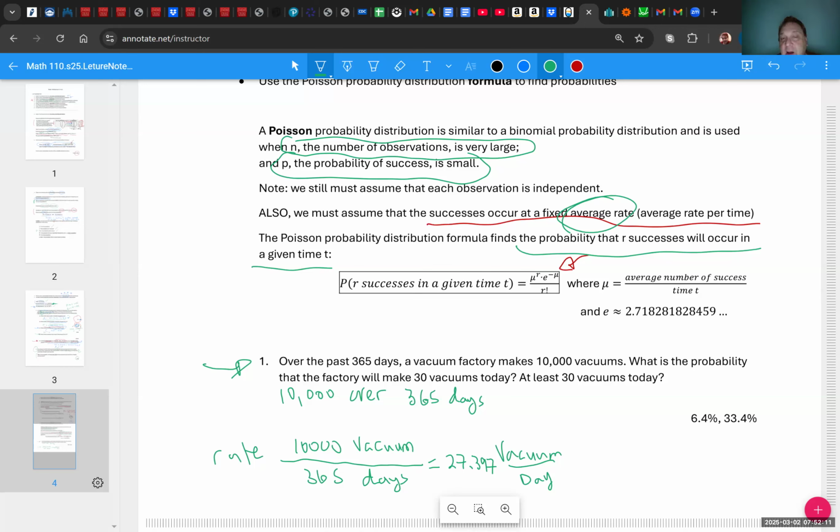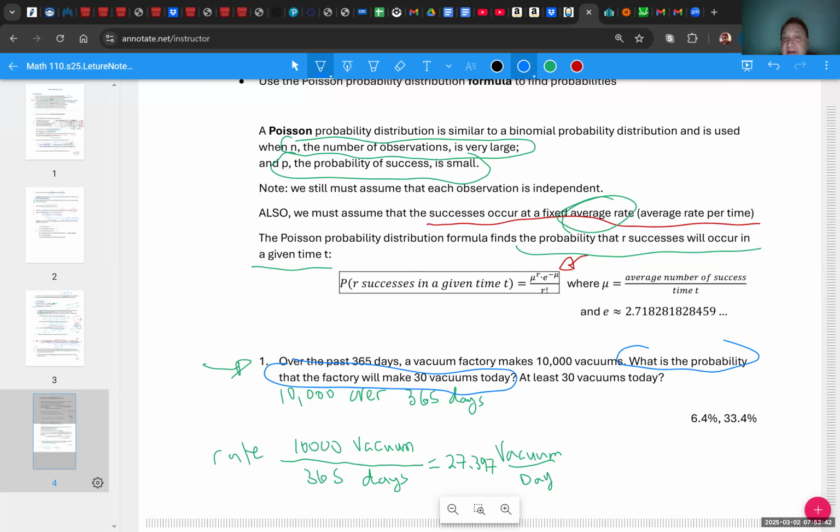Okay, so now we know the average rate. It's about 27-ish vacuums per day. And we want to find out what is the probability that 30 vacuums will be made today. Today is one day, so we're not talking about 2 days. What is the probability that the factory will make 30 vacuums in the one day that is called today?